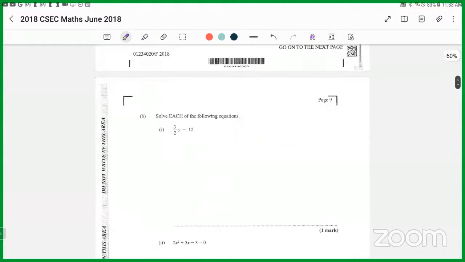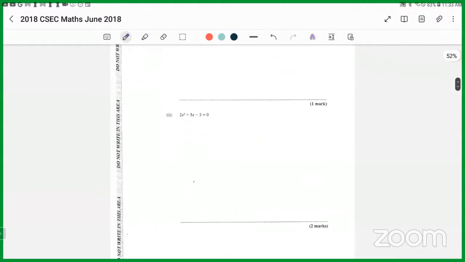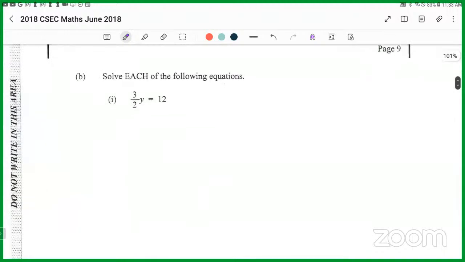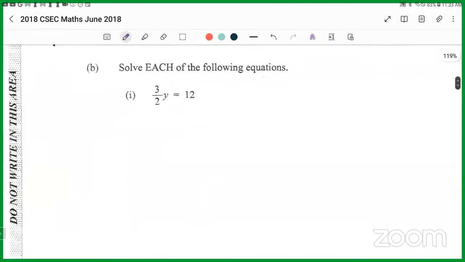Oh, I also asked us to do this one down here. All right, let's do this one. So this one, you want to make y the subject. When something says solve, the word solve in maths means you must find the value of the unknown quantity. That's what the word solve means. Solve means find the value of the unknown quantities in the equation.